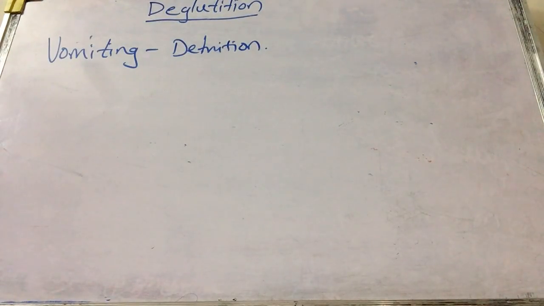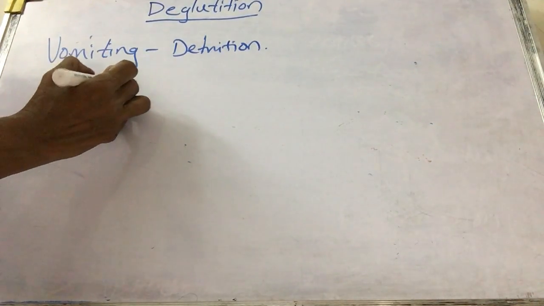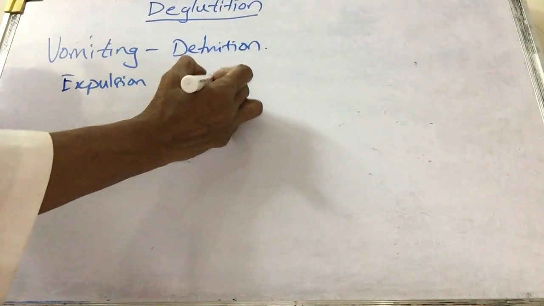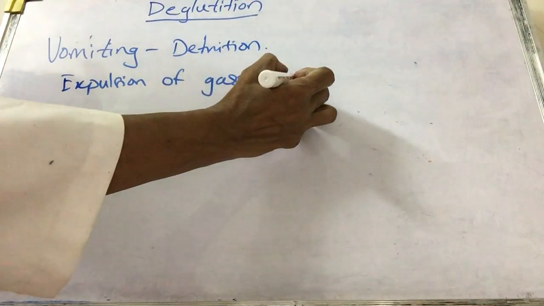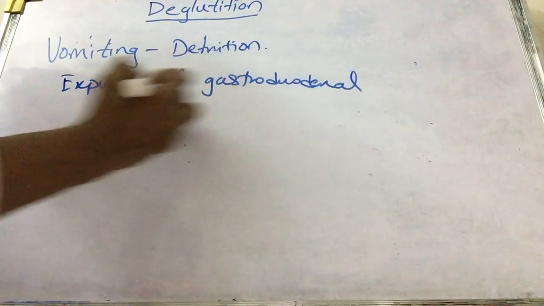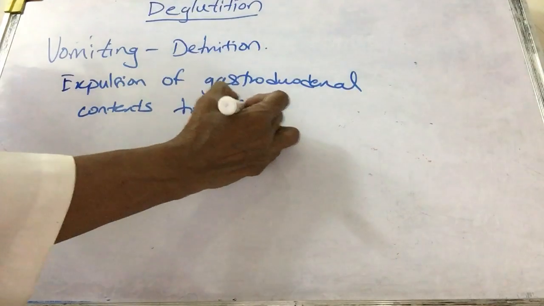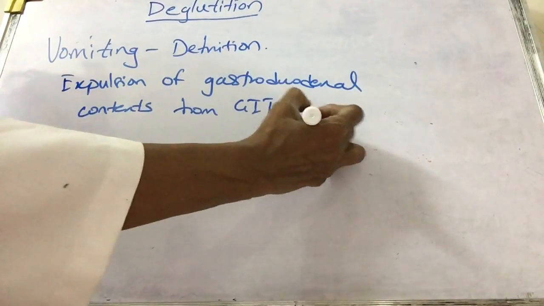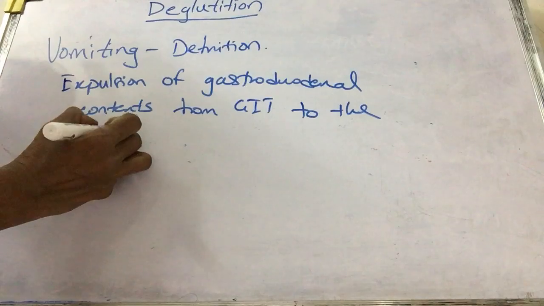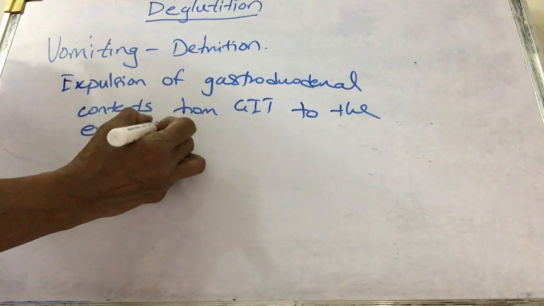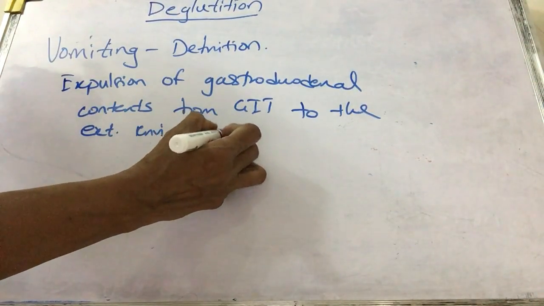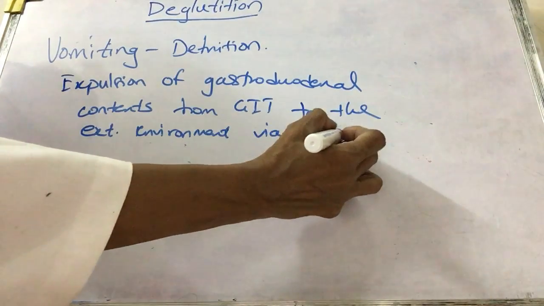It is the expulsion of the gastroduodenal content from the gastrointestinal tract to the external environment via the mouth. Expulsion of gastroduodenal contents from the gastrointestinal tract to the external environment via mouth.